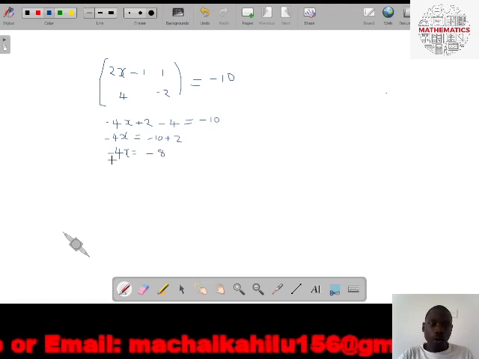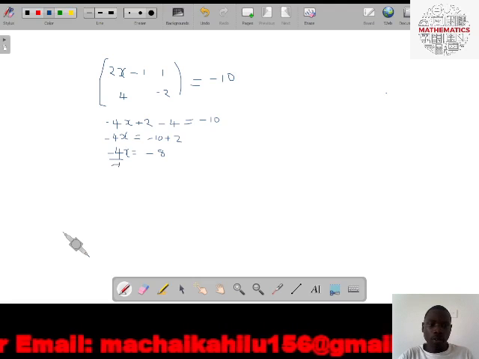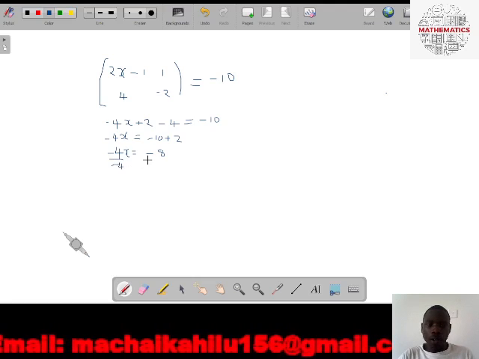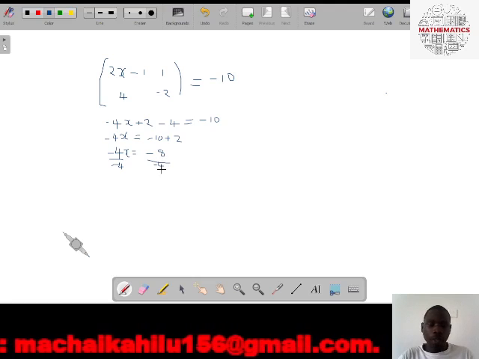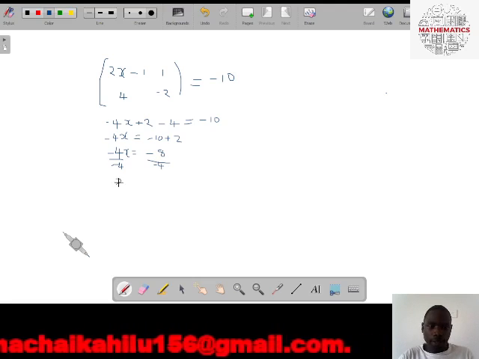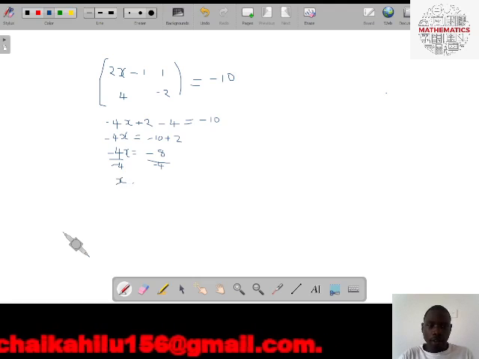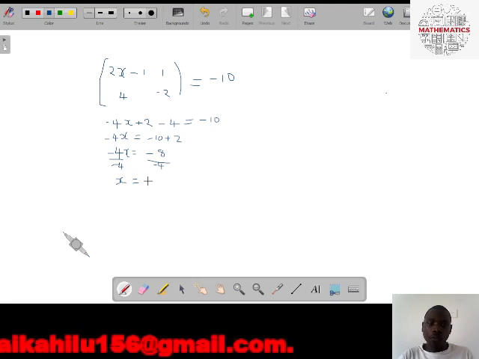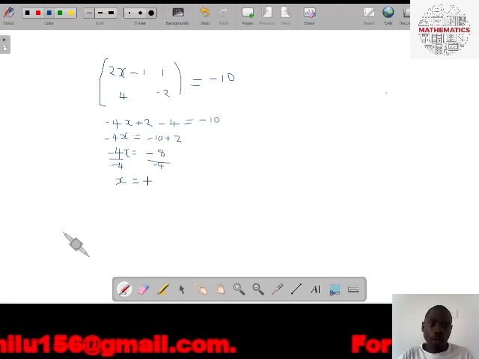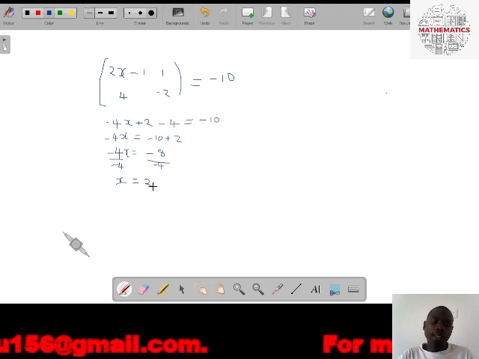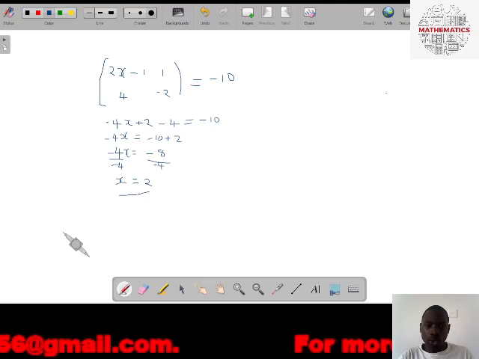Okay, so over negative 4, over negative 4, and then x is equal to, negative into negative is actually positive, and 8 over 4 is 2. Hence the value of x becomes 2.